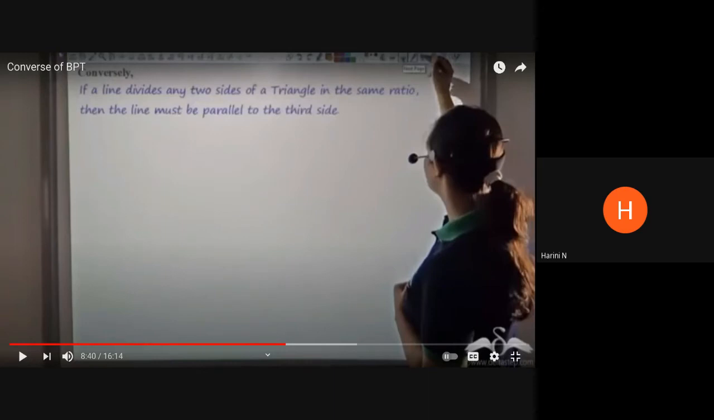Write down this statement in your notebook, converse of BPT. If a line divides any two sides of a triangle in the same ratio, then the line must be parallel to the third side. Please write it down quickly. You're going to draw the diagram, understand and complete the proof in another 10 minutes. Do it fast.